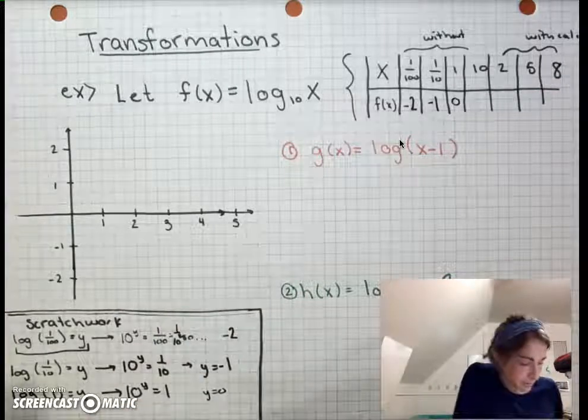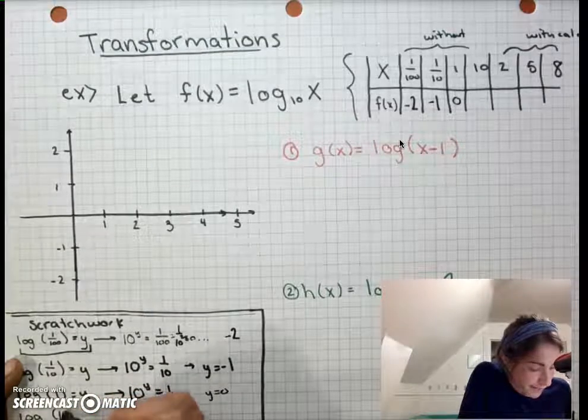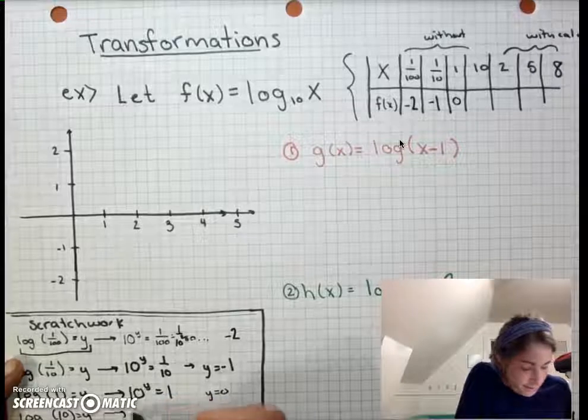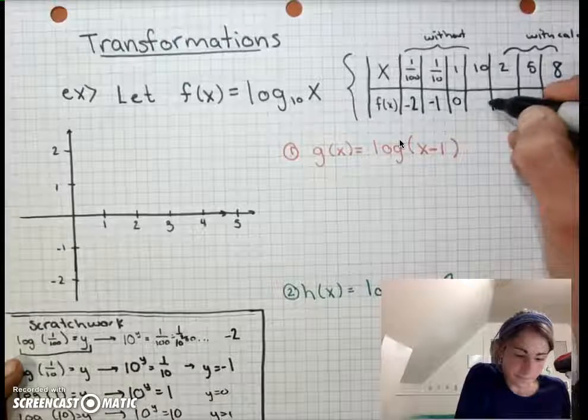And the rest of these points, maybe I could possibly do one more. So log of 10 equal y is saying 10 to the what equals 10. So in that case, y equals 1.